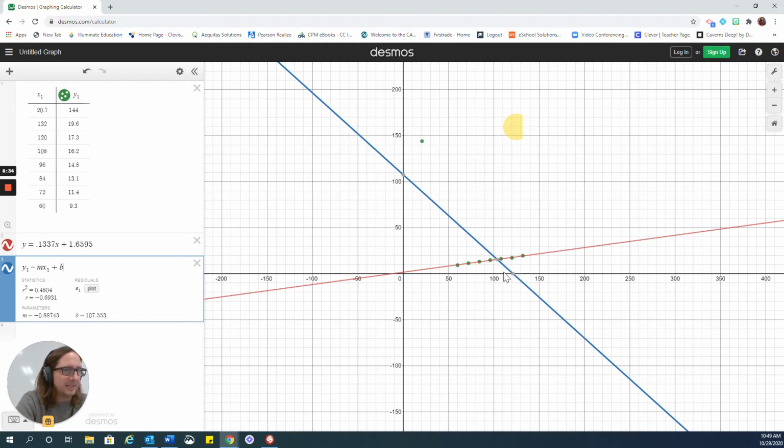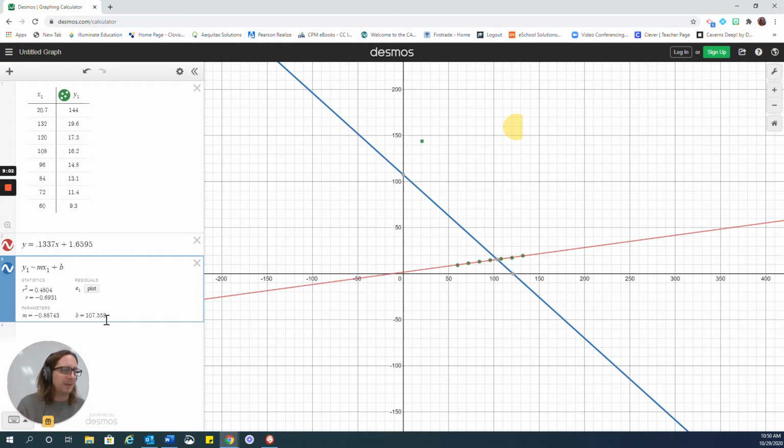So what we have here is an outlier is going to ruin your least squares regression line. So this outlier here completely ruined my line. Look what happened. My slope became negative instead of positive. My y-intercept went up big time. It was at 1.6595 and now it's 107. So an outlier, especially a big outlier, is going to ruin your least squares line.